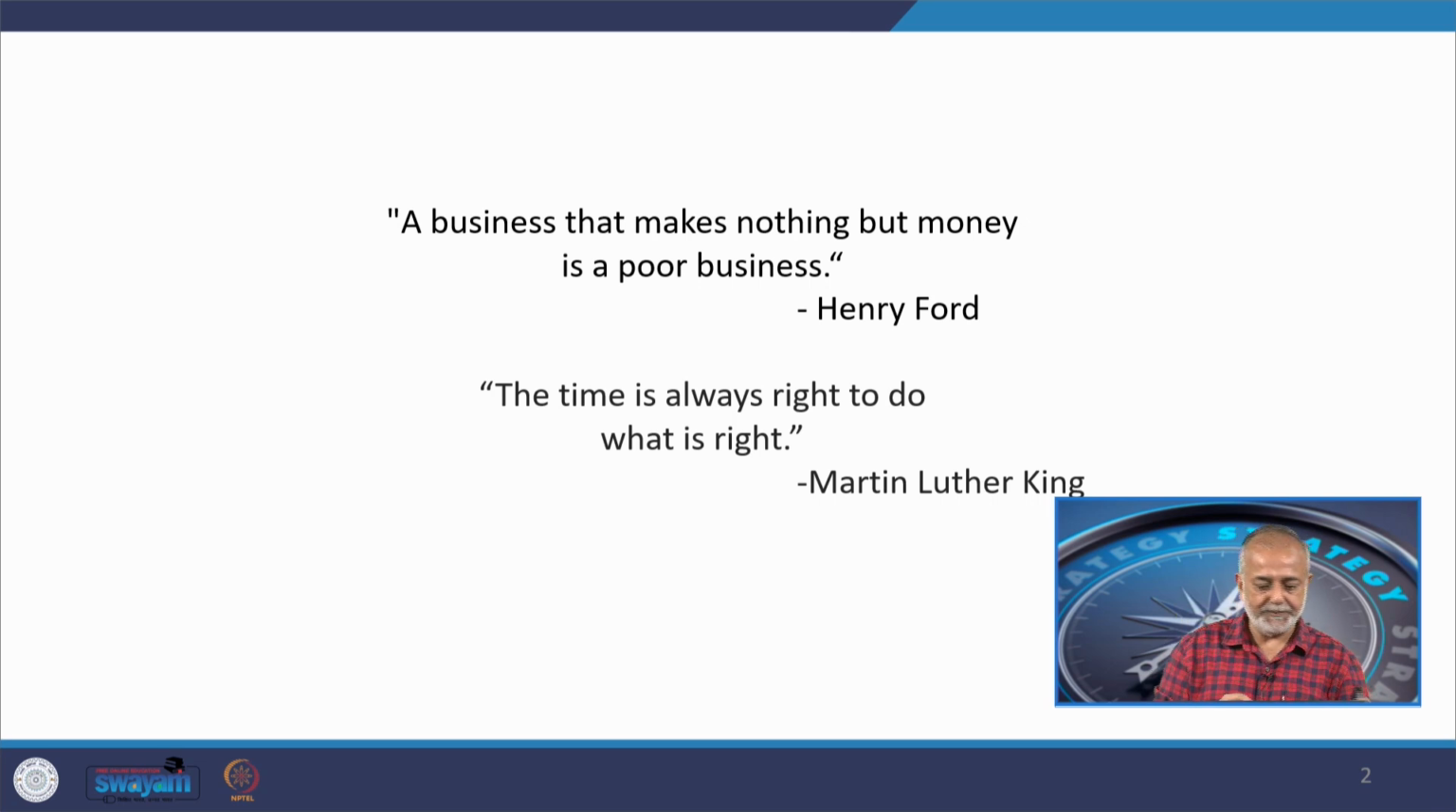A business that makes nothing but money is a poor business, Henry Ford said once. Henry Ford realized that long back, and Martin Luther King says that the time is always right to do what is right. We have to choose the element of right. Right is usually directed towards the benefit of all, for the gain of all, for societal development at large, for this world to be a better and a happy place for all. So, any of the actions and activities which I am doing at this moment should be directed towards the betterment of the society and for the betterment of all at the end of the day.